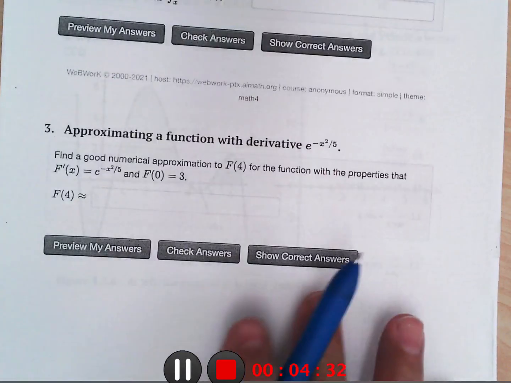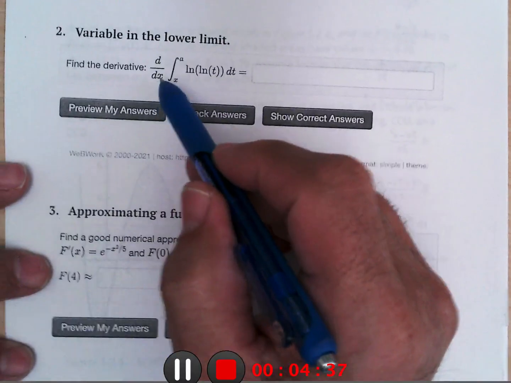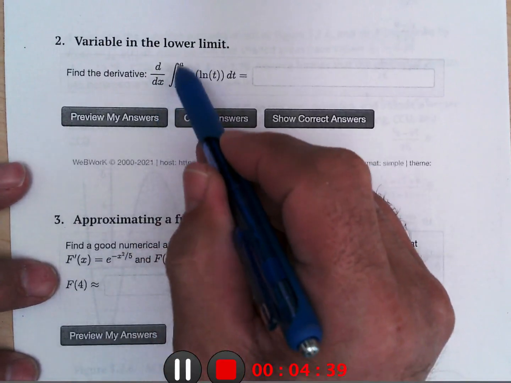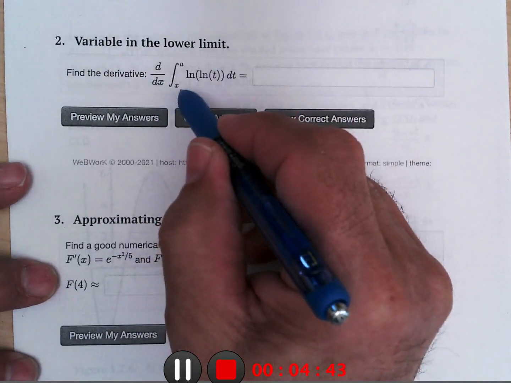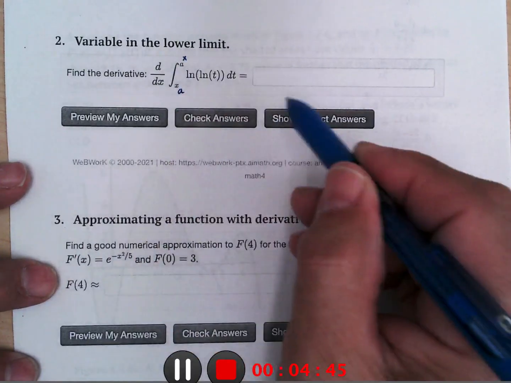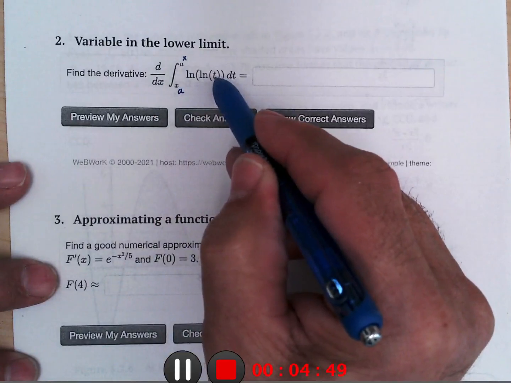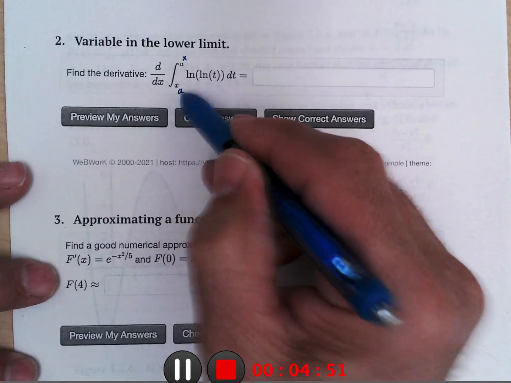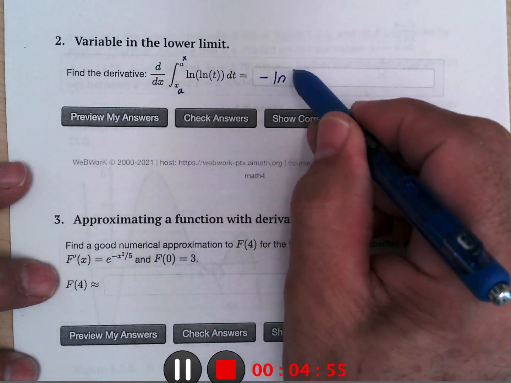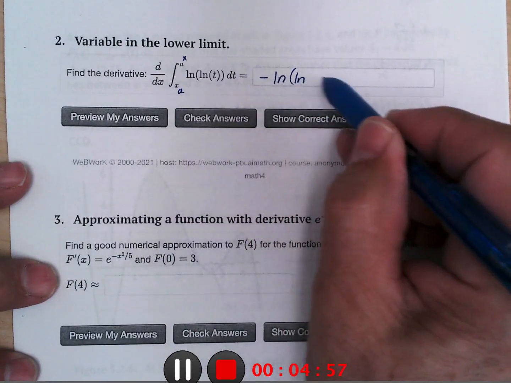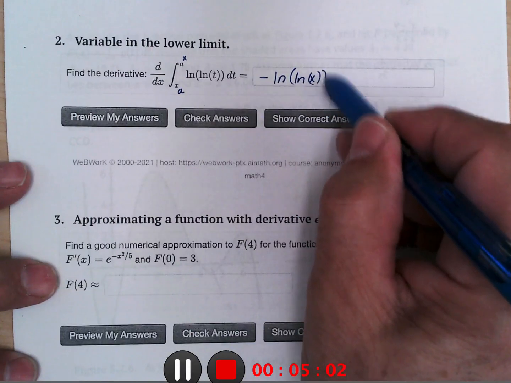Number 2, so we have the derivative of the integral from x to a. Now normally if it was a to x, and the derivative of the integral, we could just put x in for the t. But these are backwards, so it would be just negative ln of x. And that would be it.